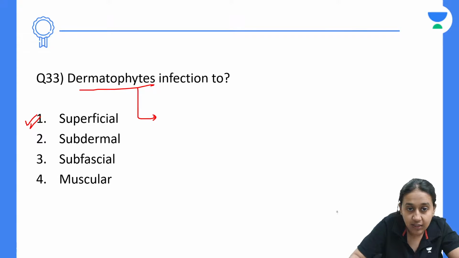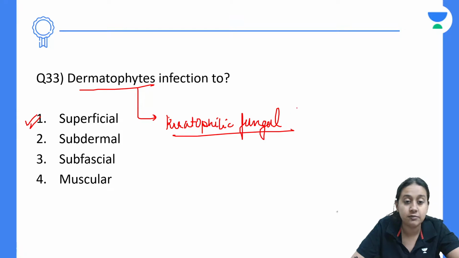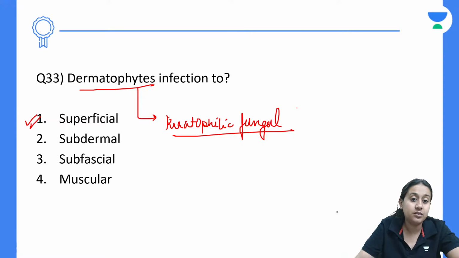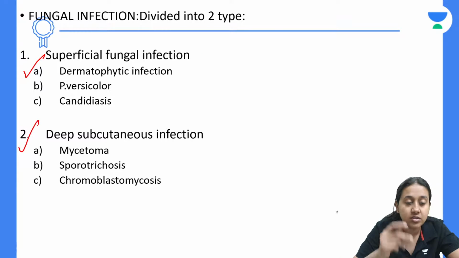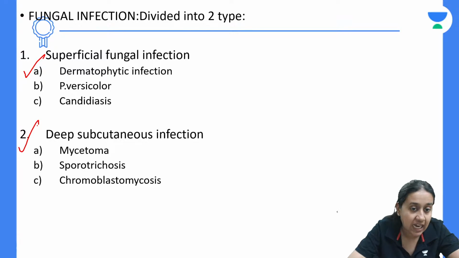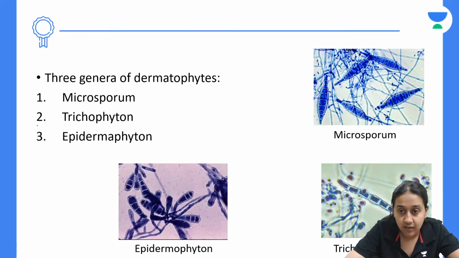Dermatophyte is a keratophilic fungus. It loves keratin. So keratin is present in which areas? It is present in the epidermis of the skin, in hair, and in nail. That is why dermatophyte is the infection of all these three areas. We have divided the fungal infections into two broad categories, superficial and deep. Superficial includes dermatophyte, Pityriasis versicolor and candida, and deep includes mycetoma, sporotrichosis and chromoblastomycosis. Dermatophyte is a superficial fungal infection of skin, hair and nail.